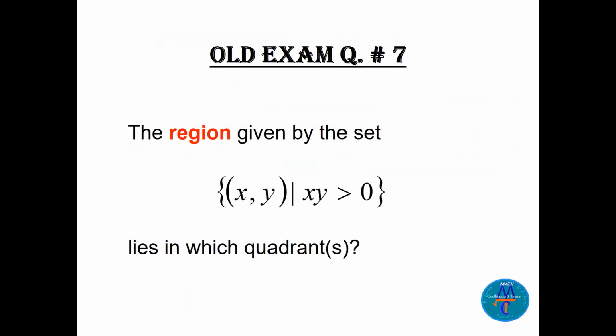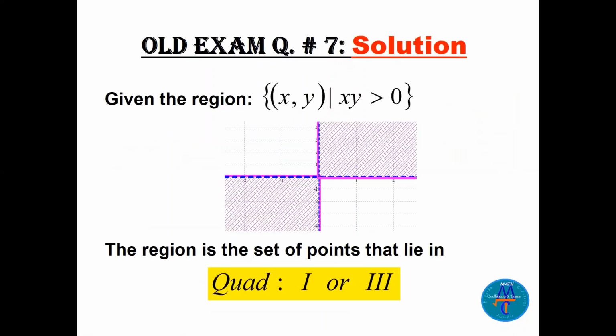The region given by the set xy such that x times y greater than 0, this region lies in which quadrants? x, y greater than 0. Which quadrants? Now we know, since we have only greater than, there is no equal, we have to put all these dashed. See, the points on the x-axis, the points on the y-axis are not counted.